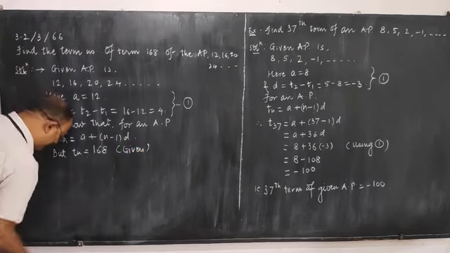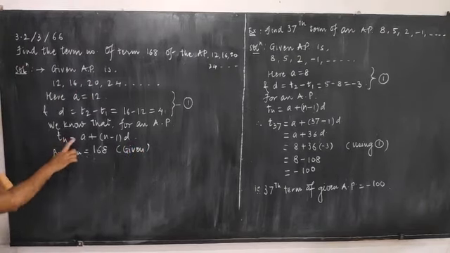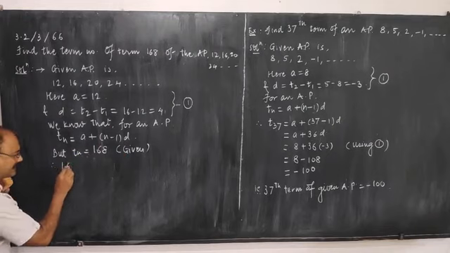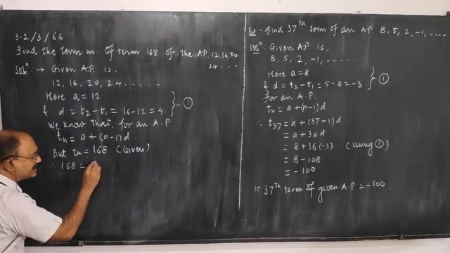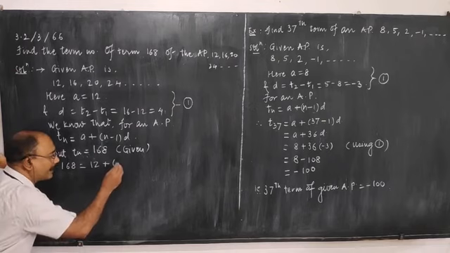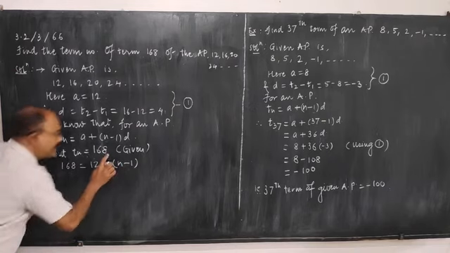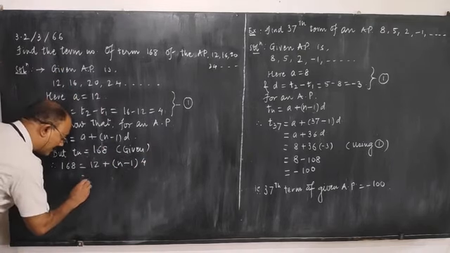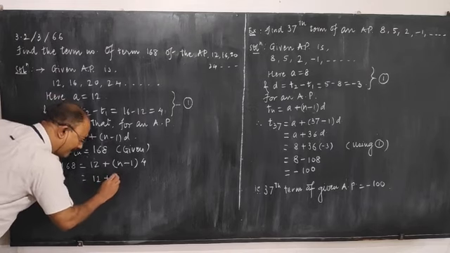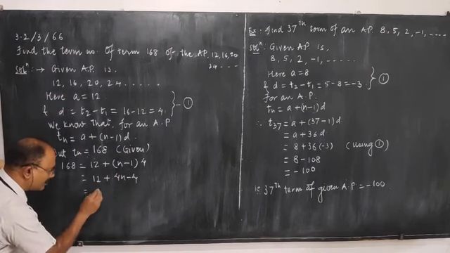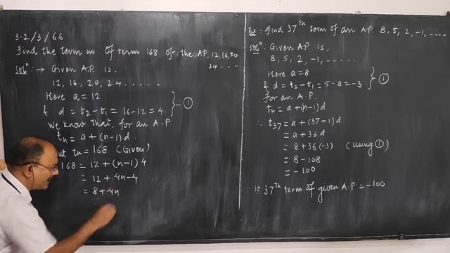In place of Tn we will put 168, and in place of a and d we will put the values. Therefore, 168 is equal to a, which is 12, plus n minus 1 into d. I cannot put n because that is what I want to find out, the term number. D is 4. Let us simplify. This is equal to 12 plus 4n minus 4. 12 minus 4 comes out to be 8 plus 4n.